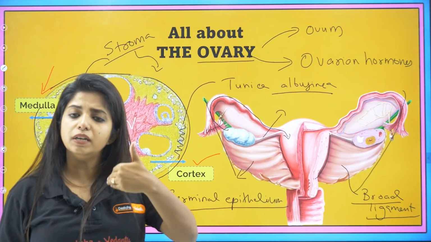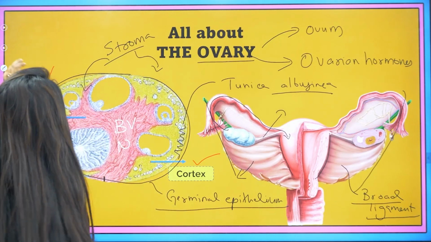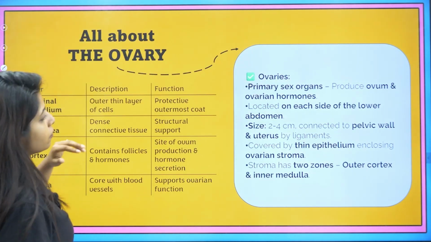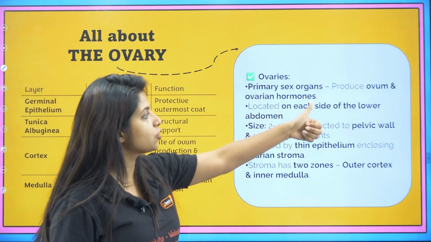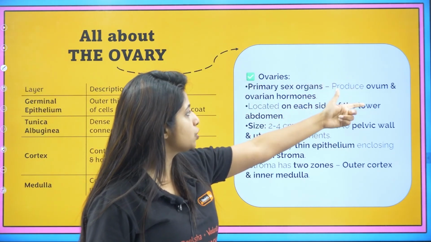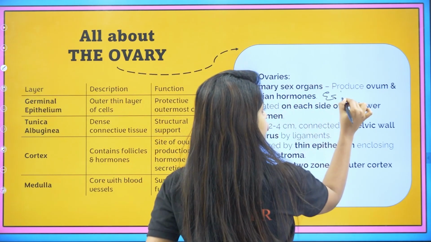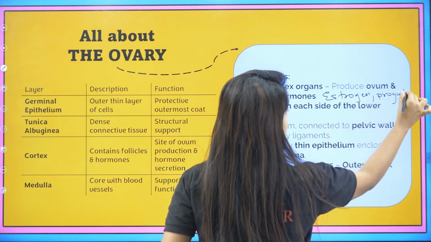Apart from this, there are multiple ligaments out there, but at least this you should know, because in the NCERT it is mentioned that ligament is there. So you should at least know what the function of a ligament is, what you mean by ligament and everything like that. So the primary sex organ is what? The ovary, because it produces the ovum and the ovarian hormones, for example estrogen and progesterone.